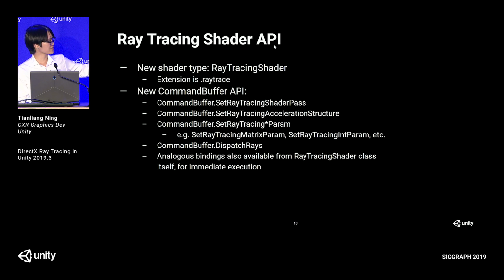And the bindings that I've given here are all for the command buffer, and they're the bindings that are used in the scriptable render pipeline. But if you want to do immediate execution instead, then there are analogous bindings available from the ray tracing shader class itself.